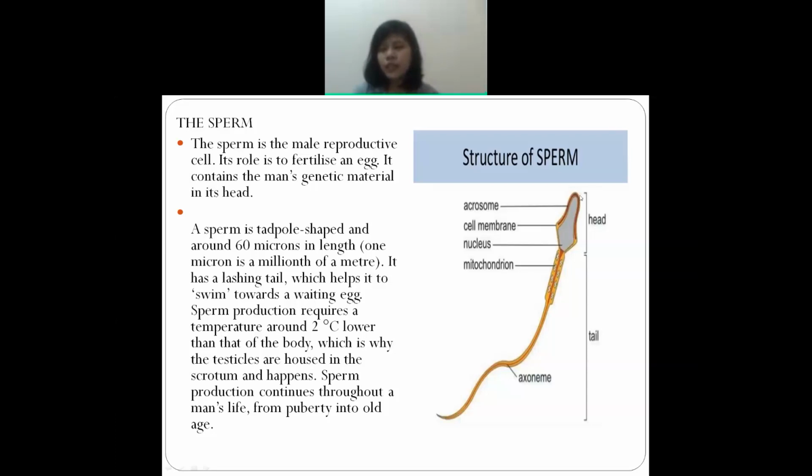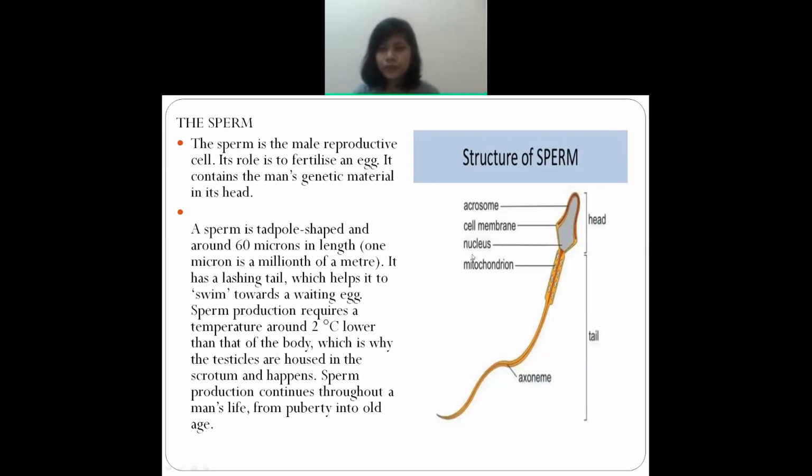Okay. So in this sperm, what will you get? You will see that they consist of a head, this is the head, then a tail. This is a tail, and this is a cell membrane, and this is a nucleus. So these are the parts of the sperm. And the structure of the sperm, how does the sperm look like? It looks like a tadpole. The measurement, the length, how long is the sperm? You can say that they are 60 microns.